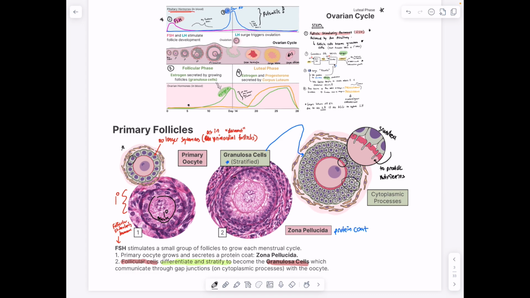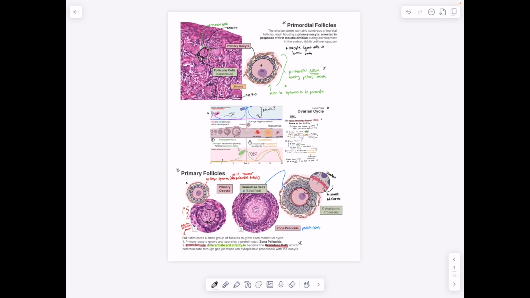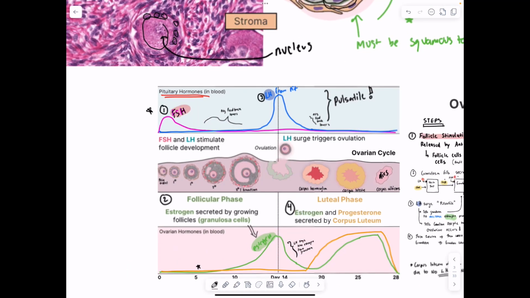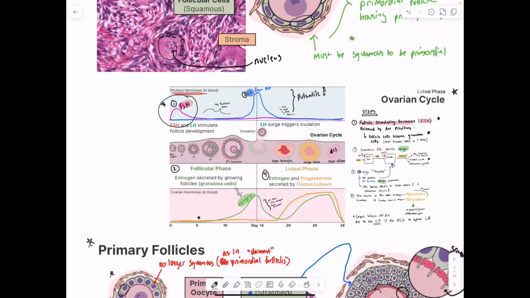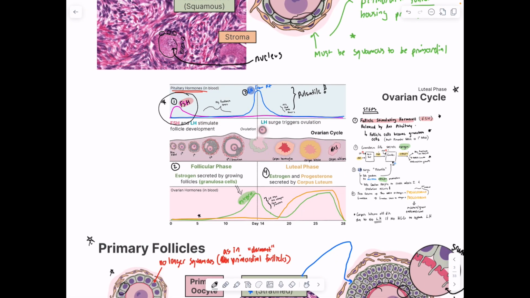All right, so we have now our primary follicles as a result of FSH, and we have the creation of a zona pellucida by the oocyte, and so we're past primordial follicles as a result of the first step of the ovarian cycle, the FSH pulse from the anterior pituitary, and that first step has caused us to go from primordial to primary follicle. All right, and then now we have the ability to secrete estrogen, and so we're going to continue along this path, and you can already see there's more and more granulosa cells, and you're going to see estrogen start to skyrocket.